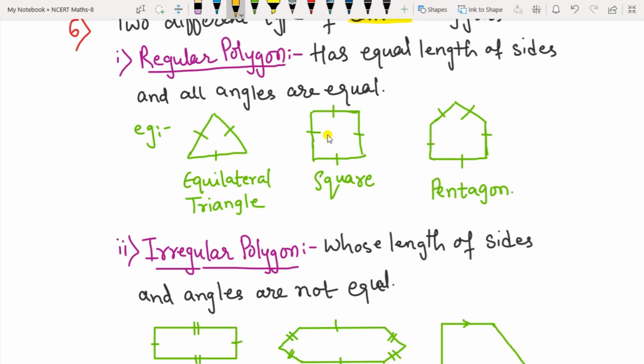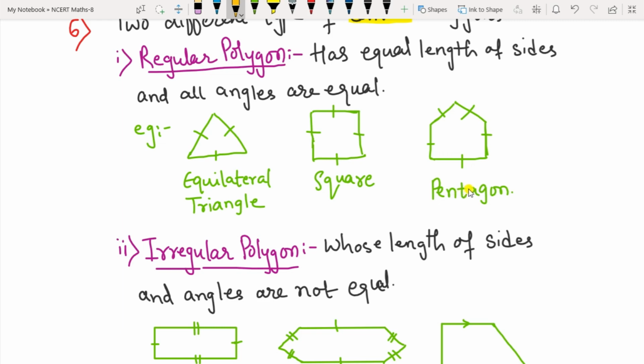Like in a square, all sides are equal and all angles are also equal, so it is a regular polygon. And this may also be called a regular pentagon. You can see the symbol here. This marking means all sides are equal, therefore all angles are also equal, so it is a regular pentagon.